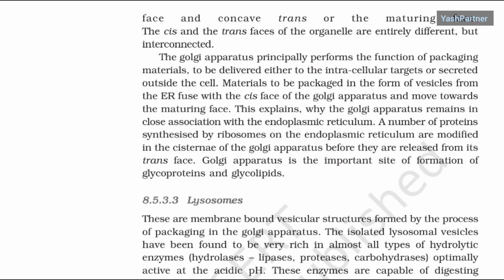outside the cell. Materials to be packaged in the form of vesicles from the ER fuse with the cis phase of the Golgi apparatus and move towards the maturing phase. This explains why the Golgi apparatus remains in close association with the endoplasmic reticulum. A number of proteins synthesized by the ribosomes on the endoplasmic reticulum are modified in the cisternae of the Golgi apparatus before they are released from its trans phase. Golgi apparatus is the important site of formation of glycoproteins and glycolipids.